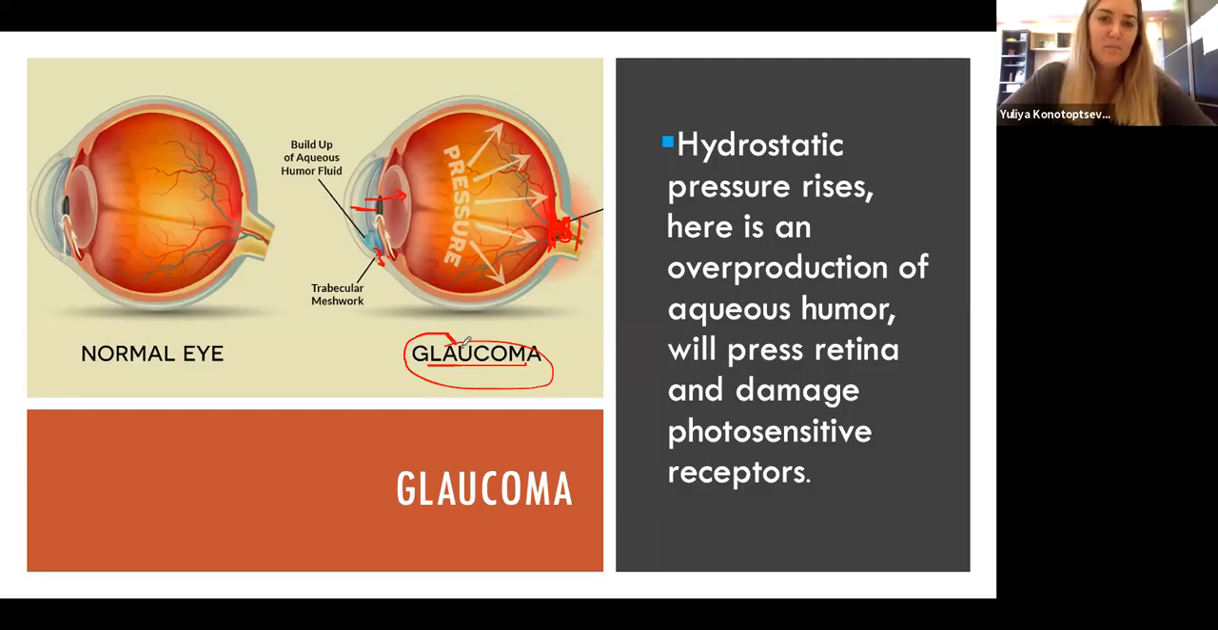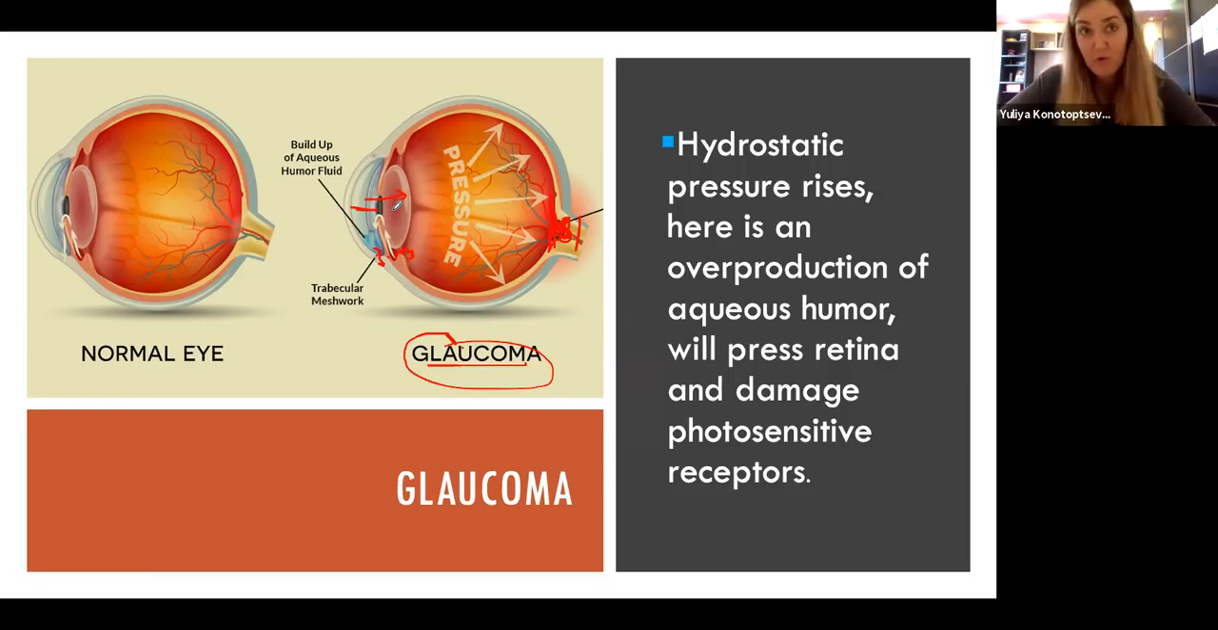How exactly? By blocking M3 receptors, muscarinic receptors. These muscarinic receptors are present on the ciliary processes, on the epithelial cells of ciliary processes. If you block them, the ciliary processes won't make as much aqueous humor. The lower aqueous humor production will relieve the glaucoma, like it will suppress it, right? It will make it better.